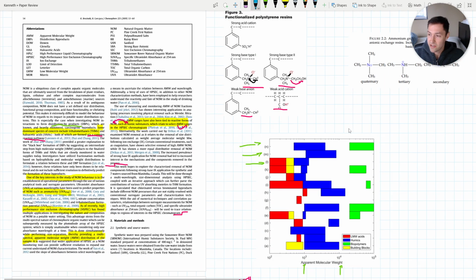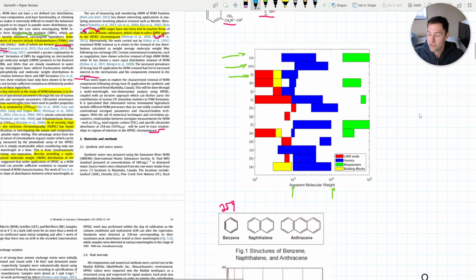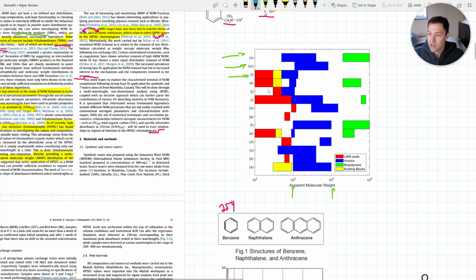Probably in the next video, I'm going to cover one of the literature reviews related to HPSEC, which goes a little bit more into the thinking of why we chose these certain ranges and why we're concerned with HPSEC as a future form of characterization. I think that's going to be interesting.